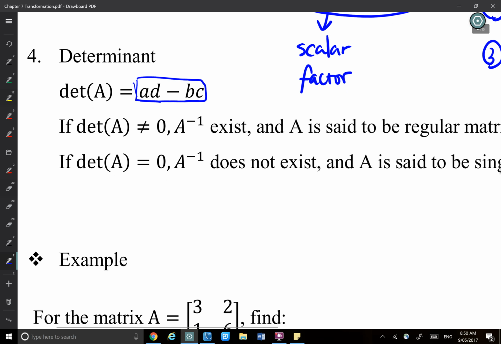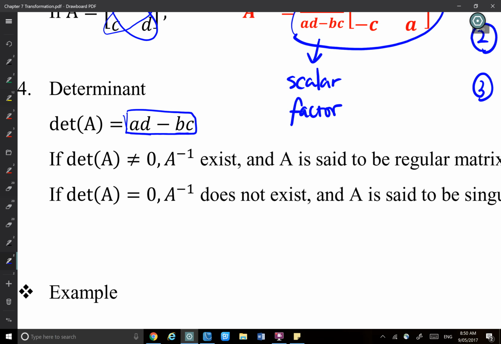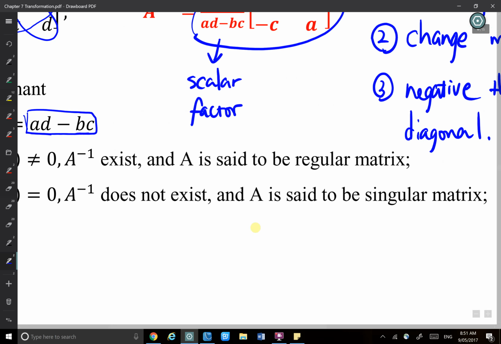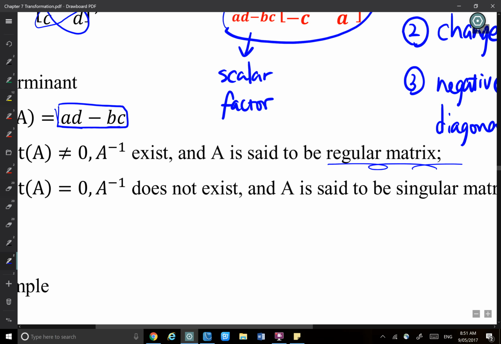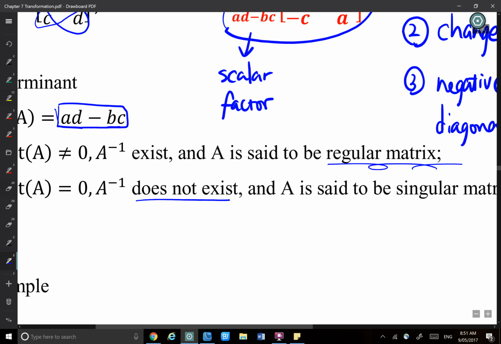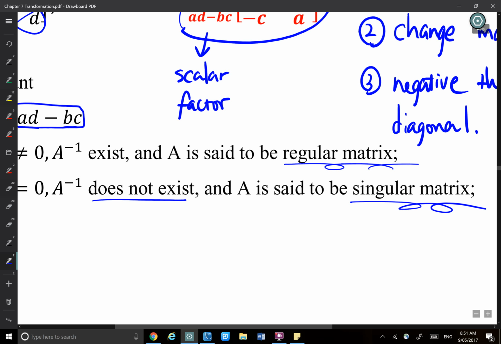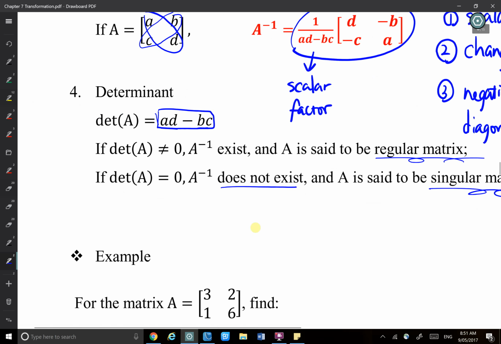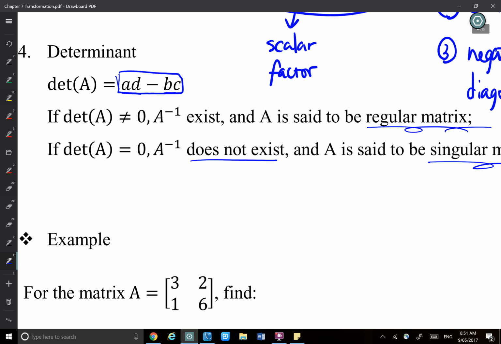So you basically follow that formula, but you will see the determinant, AD minus BC. If the determinant is not equal to 0, A inverse will exist, and A is said to be a regular matrix. If it doesn't exist, you have a singular matrix. It depends on whether A inverse exists or not. If A inverse exists, it's a regular matrix. If A inverse doesn't exist, it's a singular matrix.